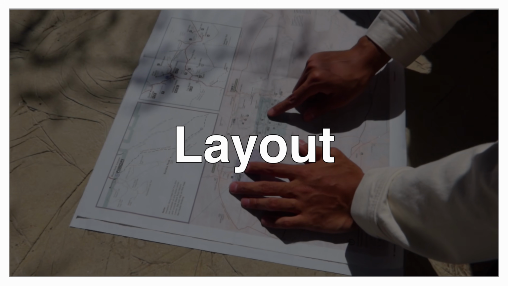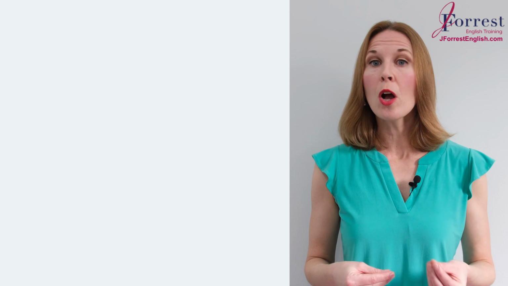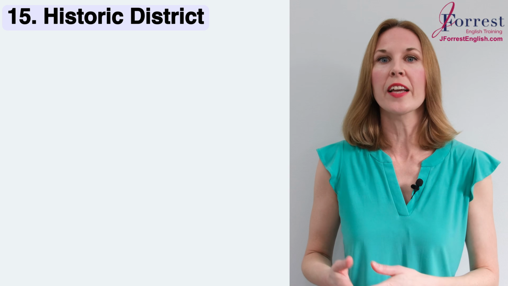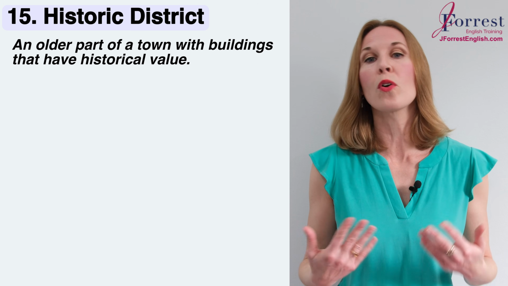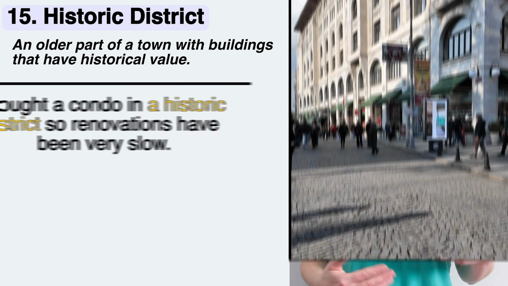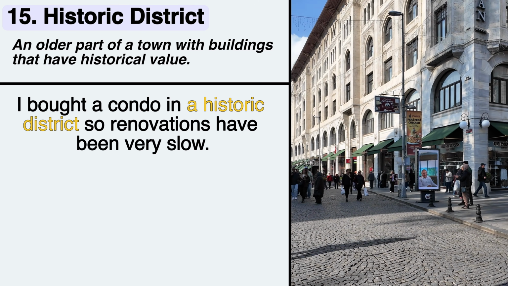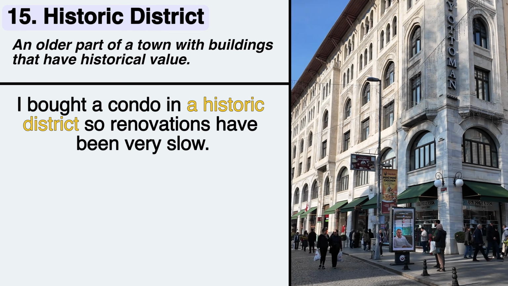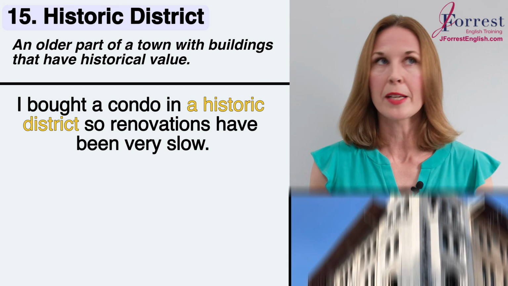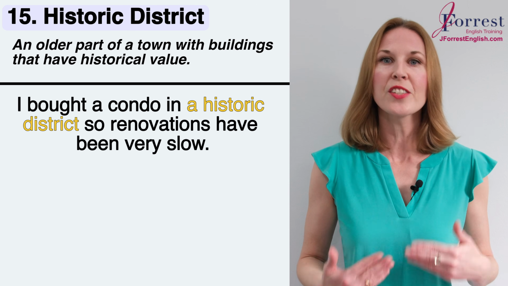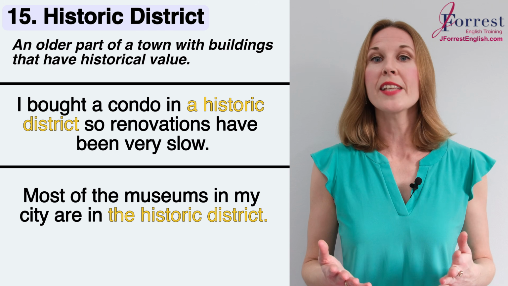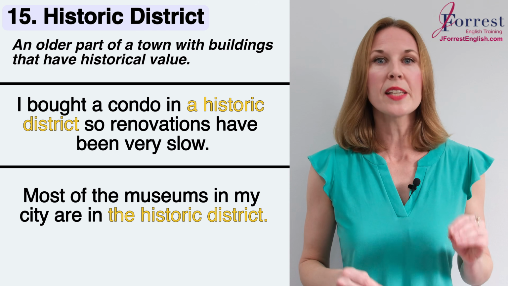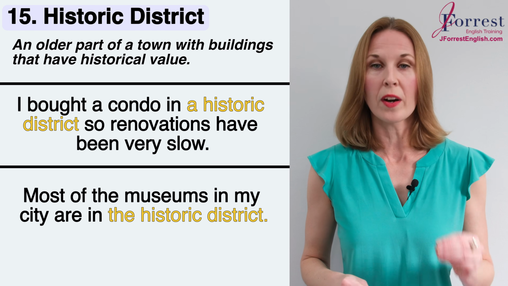Now let's review some vocabulary to describe the layout of your hometown. You might talk about a historic district. This is an older part of a town with buildings that have historical value. You could say, I bought a condo in a historic district, so renovations have been very slow because there are a lot of rules and regulations around renovating historic buildings. Or you can say, most of the museums in my city are in the historic district.